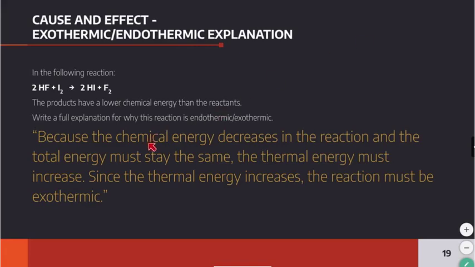Notice that we start off always talking about what the chemical energy does, how it changes, increases or decreases. Using that and the fact that energy is conserved, we can then figure out what's going to happen to the thermal energy. Thermal energy increases, it gets warmer, it's exothermic. Thermal energy decreases, it gets cooler, it's endothermic.